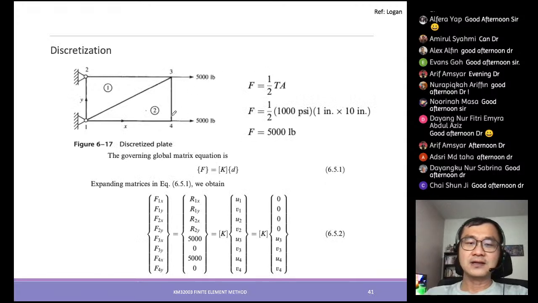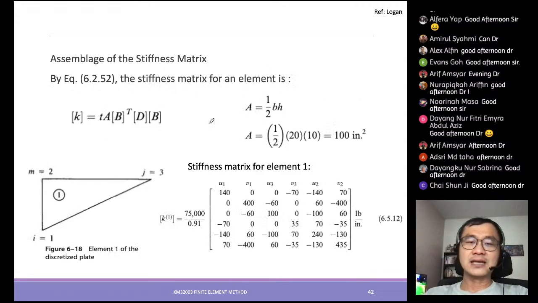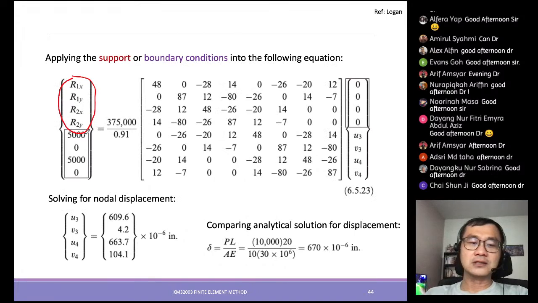So there is 5,000 acting at nodes 3 and 4, right? At nodes 3 and 4 there are forces, and that results since at the wall no displacement is allowed, only displacement at the end. So there is u and v at nodes 3 and 4. Solve them accordingly, and you should be able to get the answer as given, right?